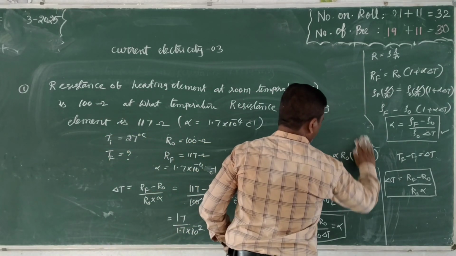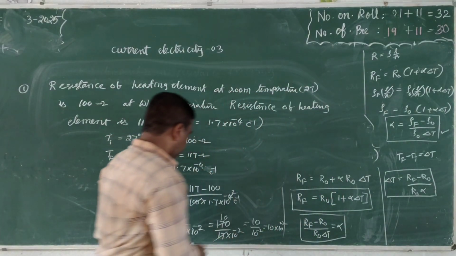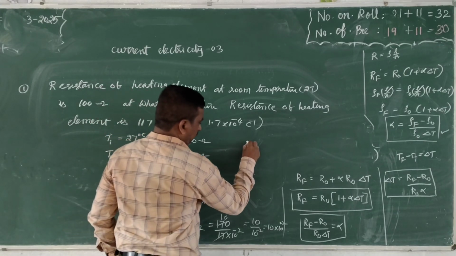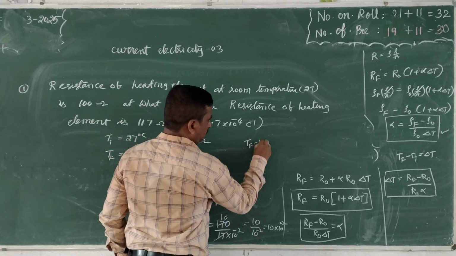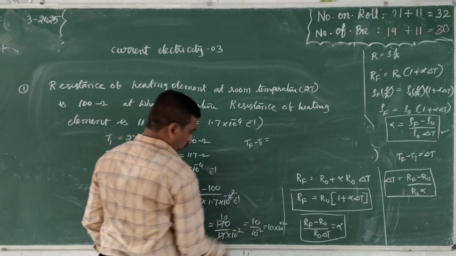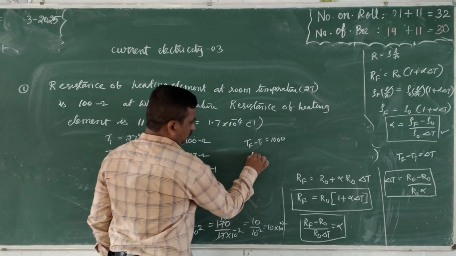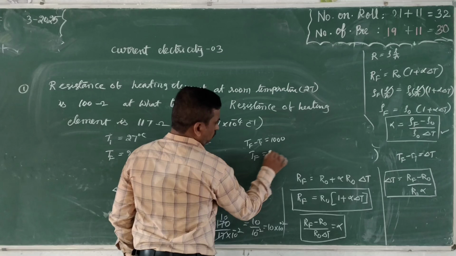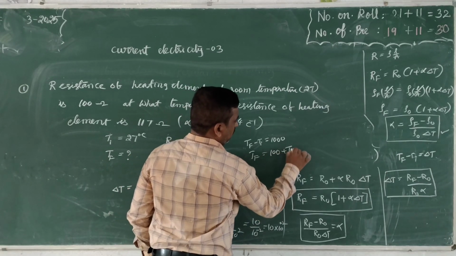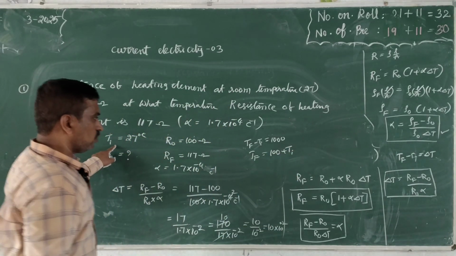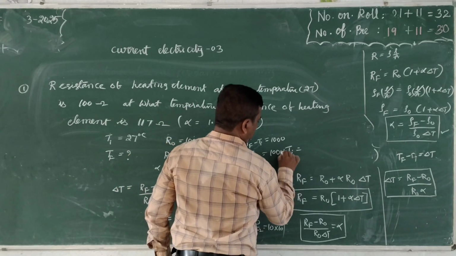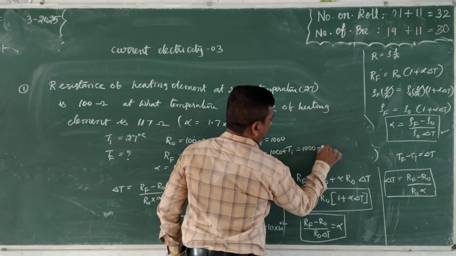See what we get now: delta T, meaning T final minus T initial, equals 10 into 10 power 2, meaning 1000. So T final equals 1000 plus T initial. What is the T initial value? 27. We can write here 1000 plus 27.